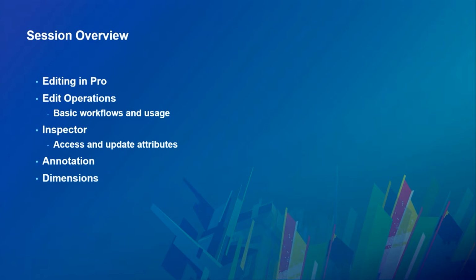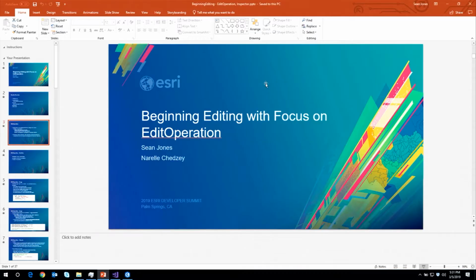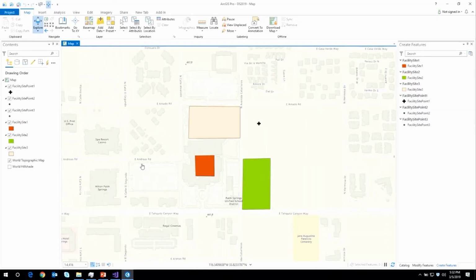I'll just take you through the basics, the theory of how we change things in Pro. Then we'll take a look at the edit operations themselves, the basic workflows, this inspector class that we use to update the attributes, and if we have time, we'll get onto annotations and dimensions. Hopefully some people use annotations, you probably don't use dimensions. All right, so let's take a look at what we have done differently in Pro with editing.